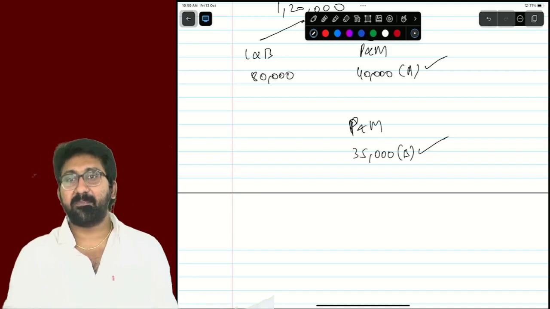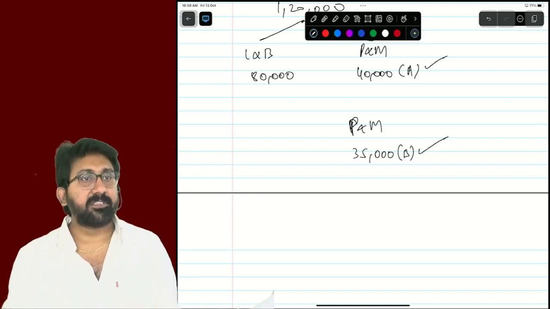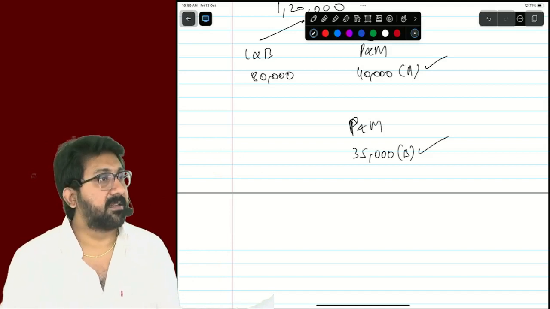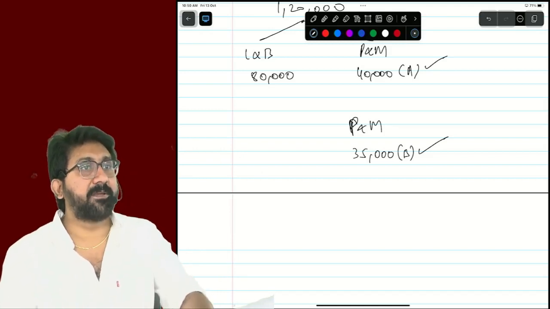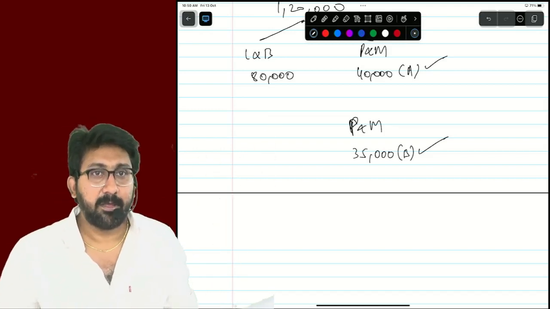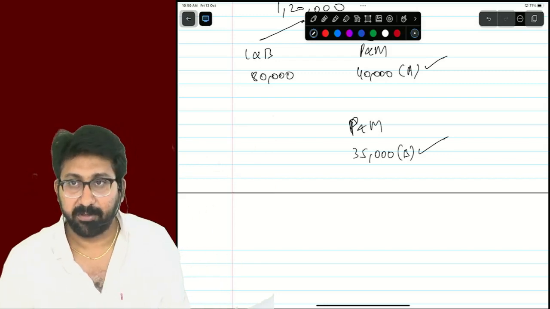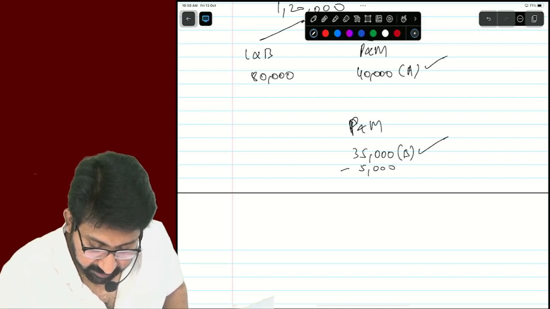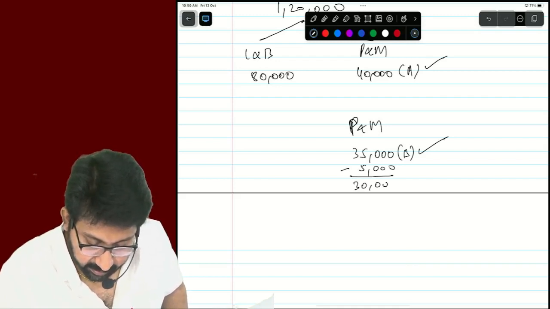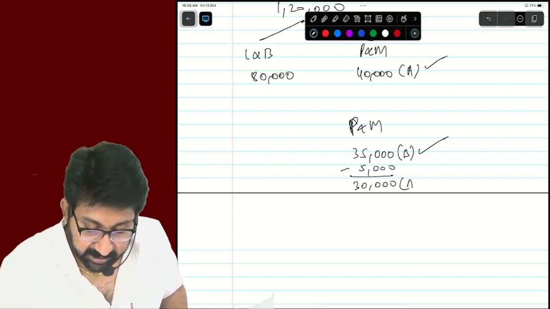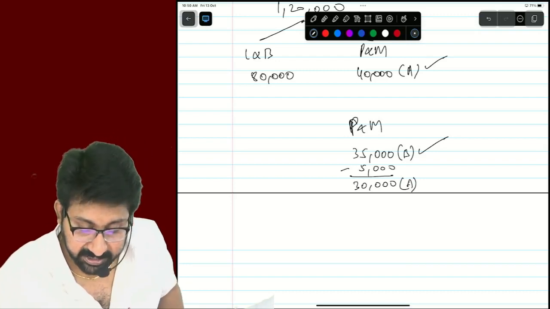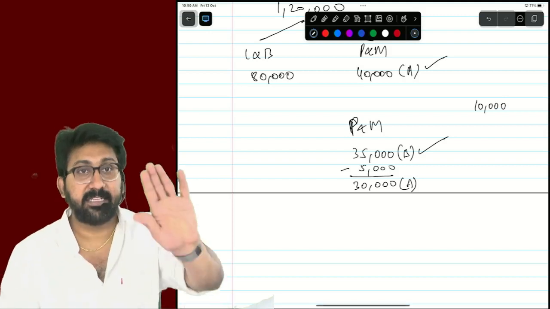Some people are giving mixed answers here. Is 40,000 after additional depreciation or before? How can you compare a before-depreciation number with an after-depreciation number? Bring them onto a common platform. 35,000 after depreciation will become how much? Answer. That means a 30,000 asset has become a 40,000 asset. How much addition was made? 10,000. This is one way.